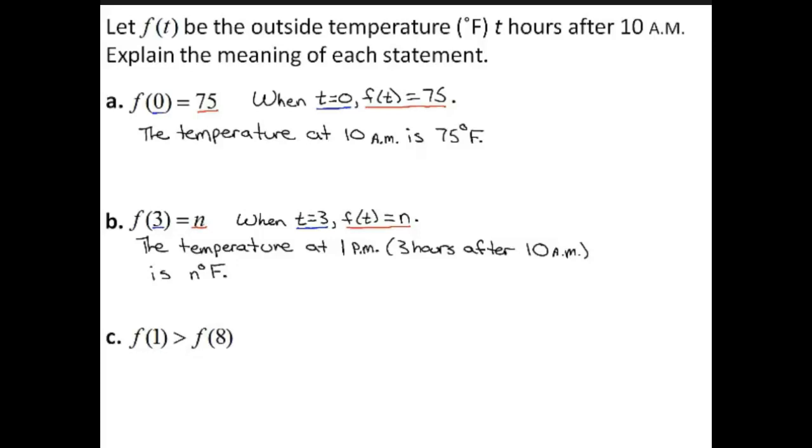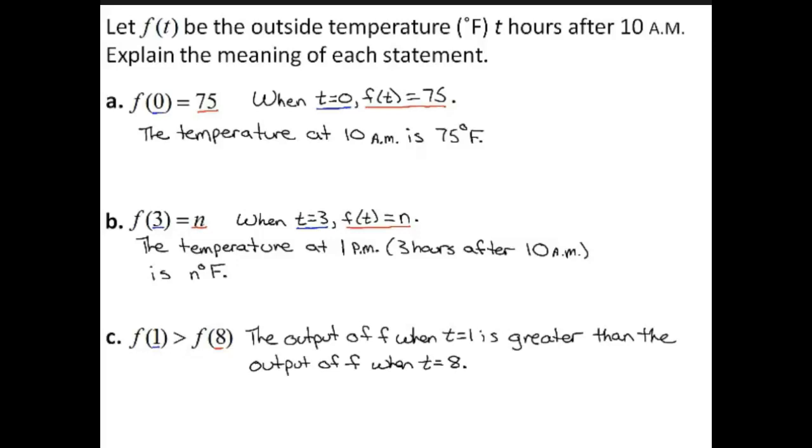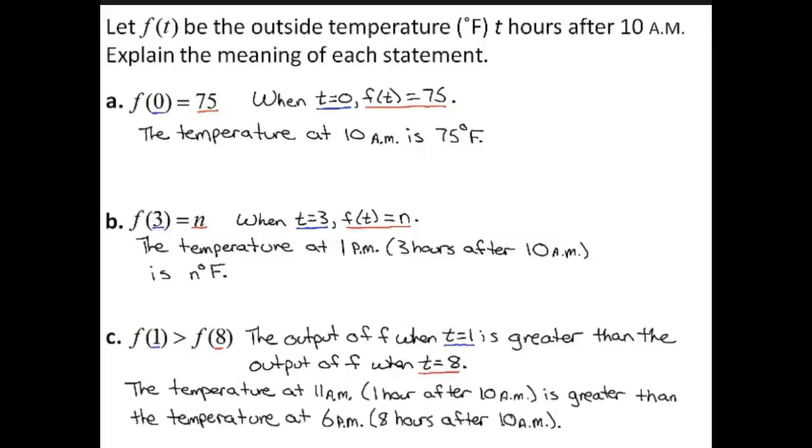Part C. f of 1 is greater than f of 8. This statement means that the output of f when t equals 1 is greater than the output of f when t equals 8. So in this situation, the temperature at 11 a.m., which is 1 hour after 10 a.m., is greater than the temperature at 6 p.m., which is 8 hours after 10 a.m.